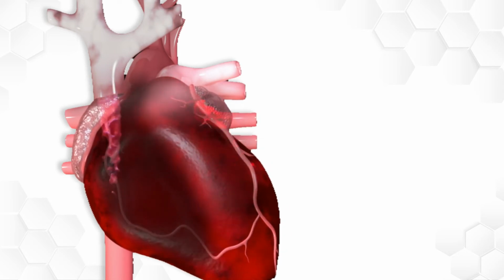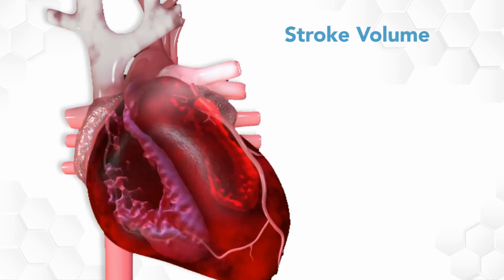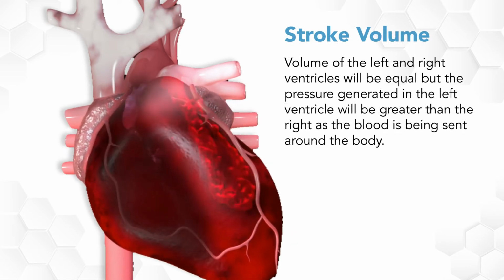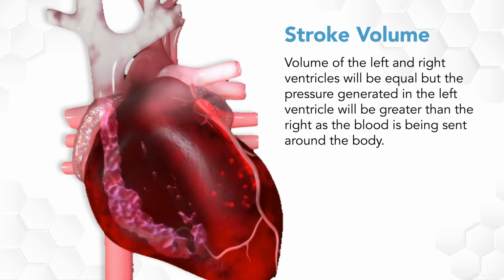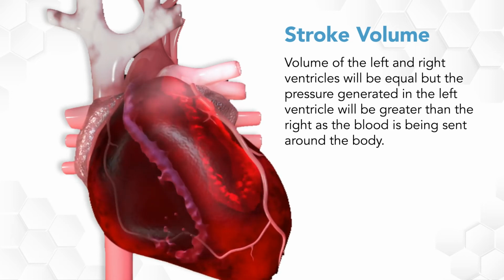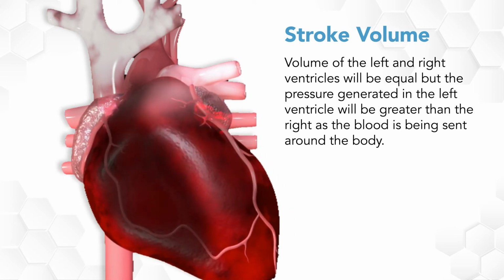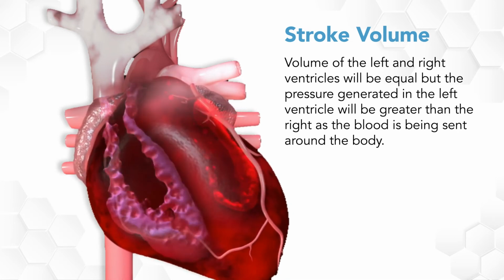The amount of blood that is pumped from the heart is called stroke volume. Stroke volume of the left and right ventricles will be equal, but the pressure generated in the left ventricle will be greater than the right as the blood is being sent around the body.